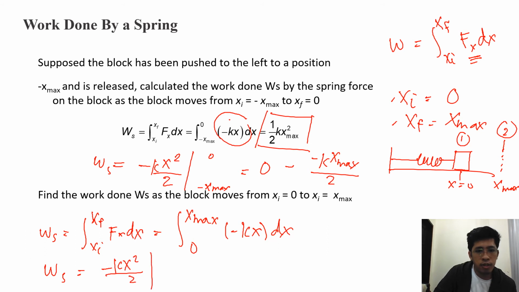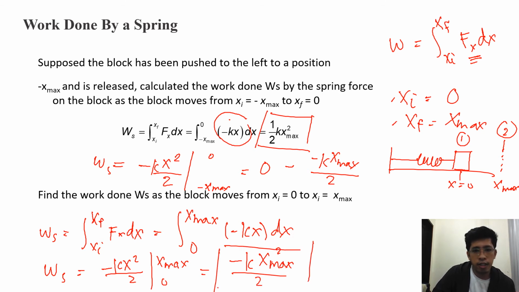over 2. You evaluate it from 0 to x max. Okay, so this is just equal to negative k x max squared over 2 minus 0. So you have this work done here. It's a negative work done because your displacement is going to the right, like say for example from the figure, okay, but the force which is applied by the spring is to the left. It's restoring it back again to the equilibrium position.